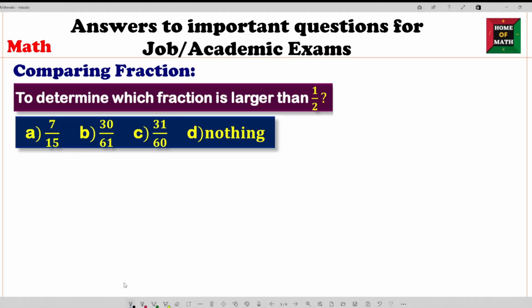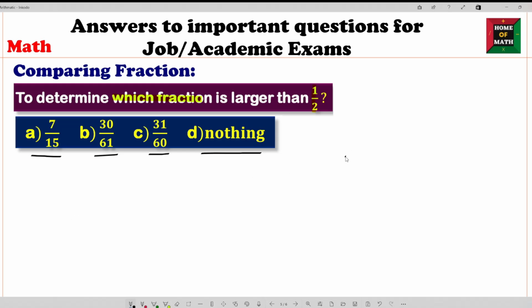Today's question: to determine which fraction is larger than 1 by 2. The question we are seeing here has some options: 7 by 15, 30 by 61, 31 by 60, and none of these. So we have to know some steps.